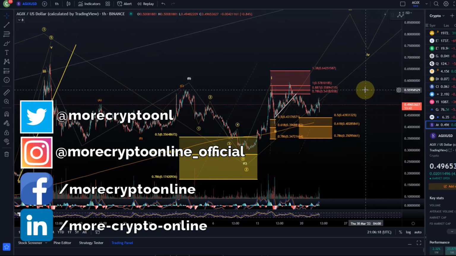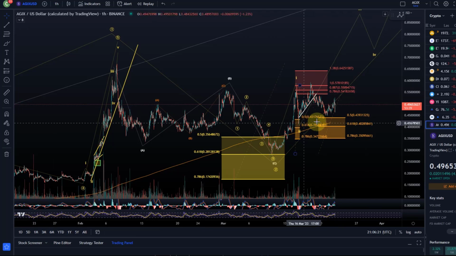Moving sideways at the moment, just in a range between the two support zones here and resistance. So there isn't really any change. As you might remember from yesterday, we talked about it.